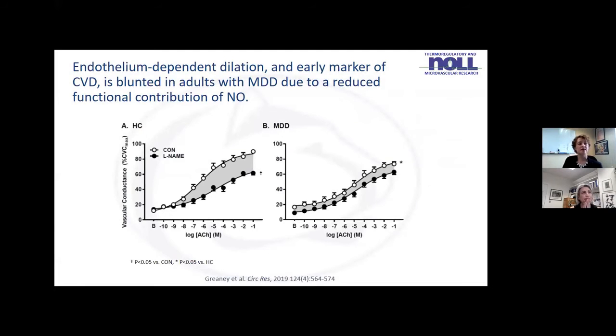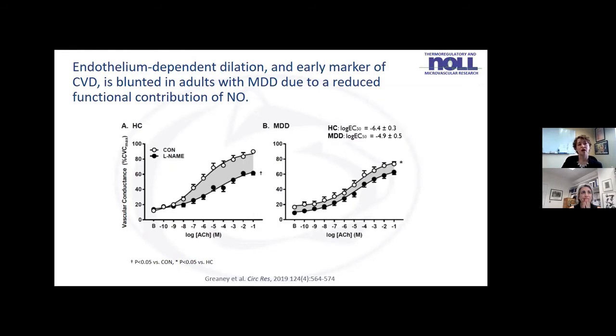In practice, these are data from Jody Graney, who looked at endothelium-dependent dilation in a non-traditional cardiovascular disease risk factor, major depressive disorder. And what you can observe is the control sites in open circles, and a site that is perfused continuously with the synthase inhibitor L-NAME. We can look at the area between the curves to observe really the functional NO-dependent dilation.